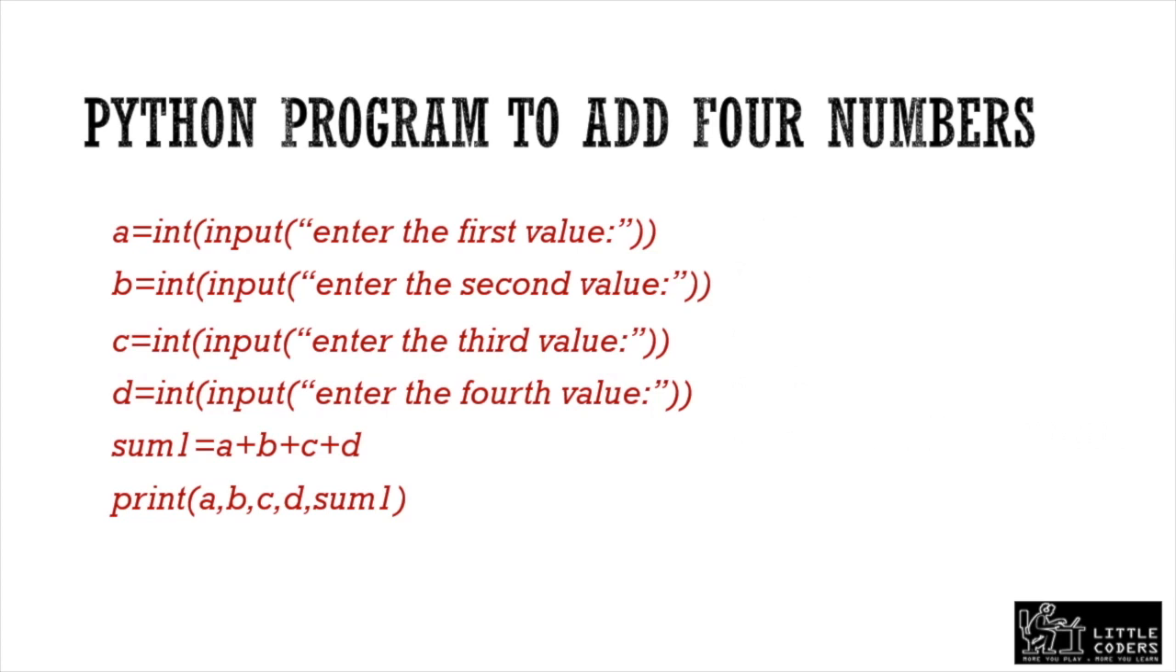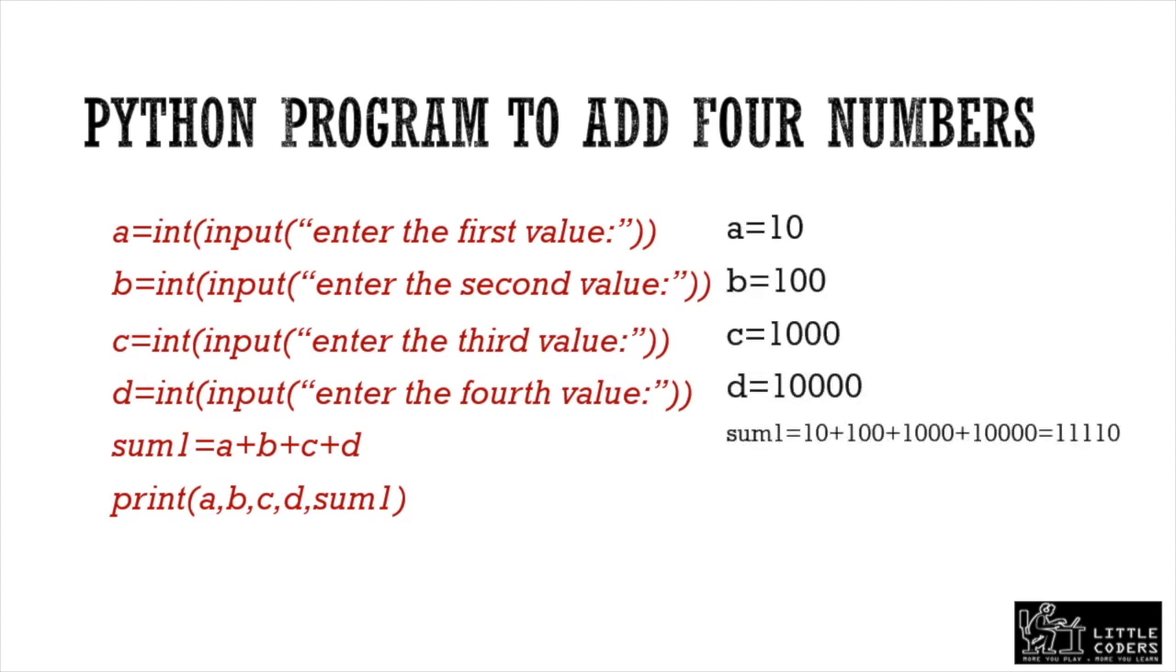Now, if you want to give different values, not necessarily the ones we discussed earlier, we can give different values like 10, 100, 1000, 10,000. If we give all those, it will find the sum and give the value here. So it's a generalized program. We need not change the program each and every time.